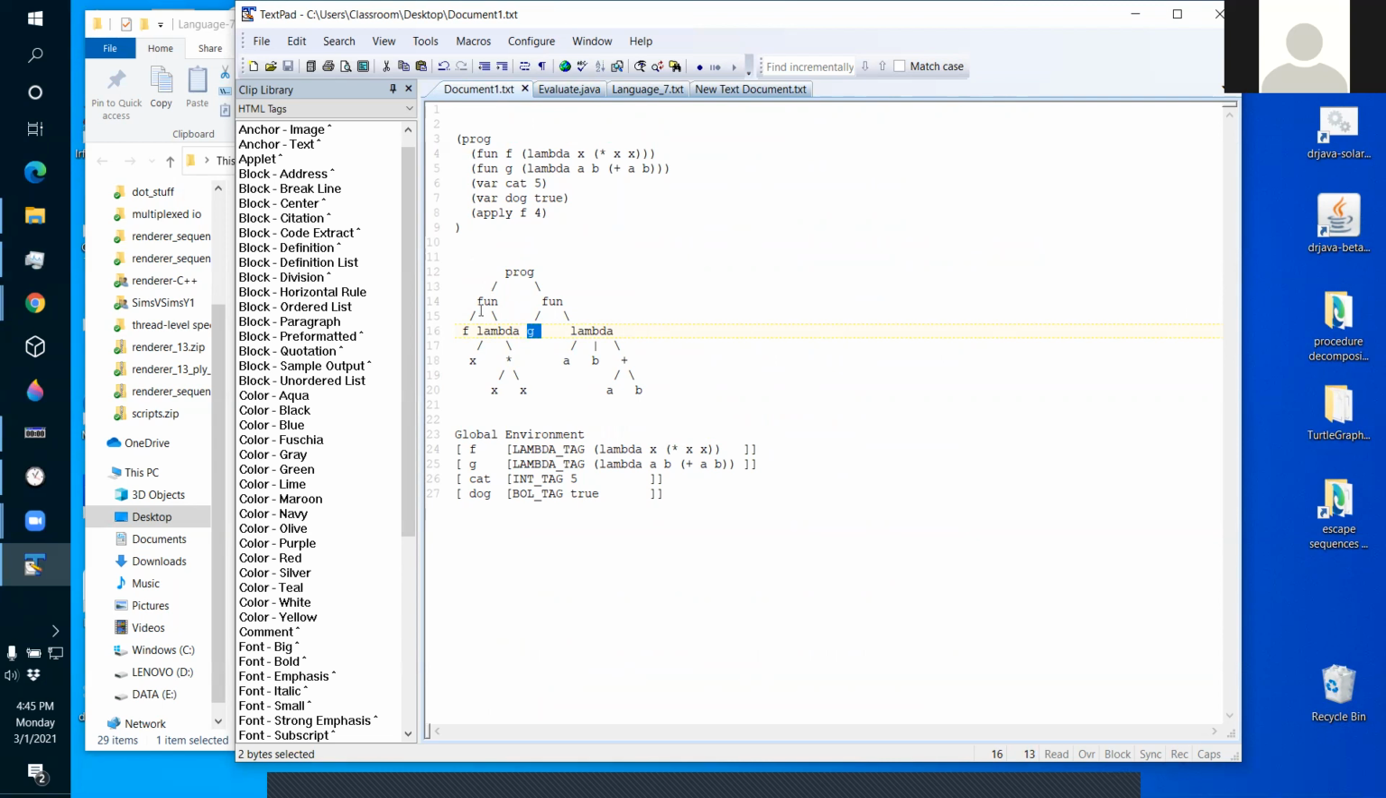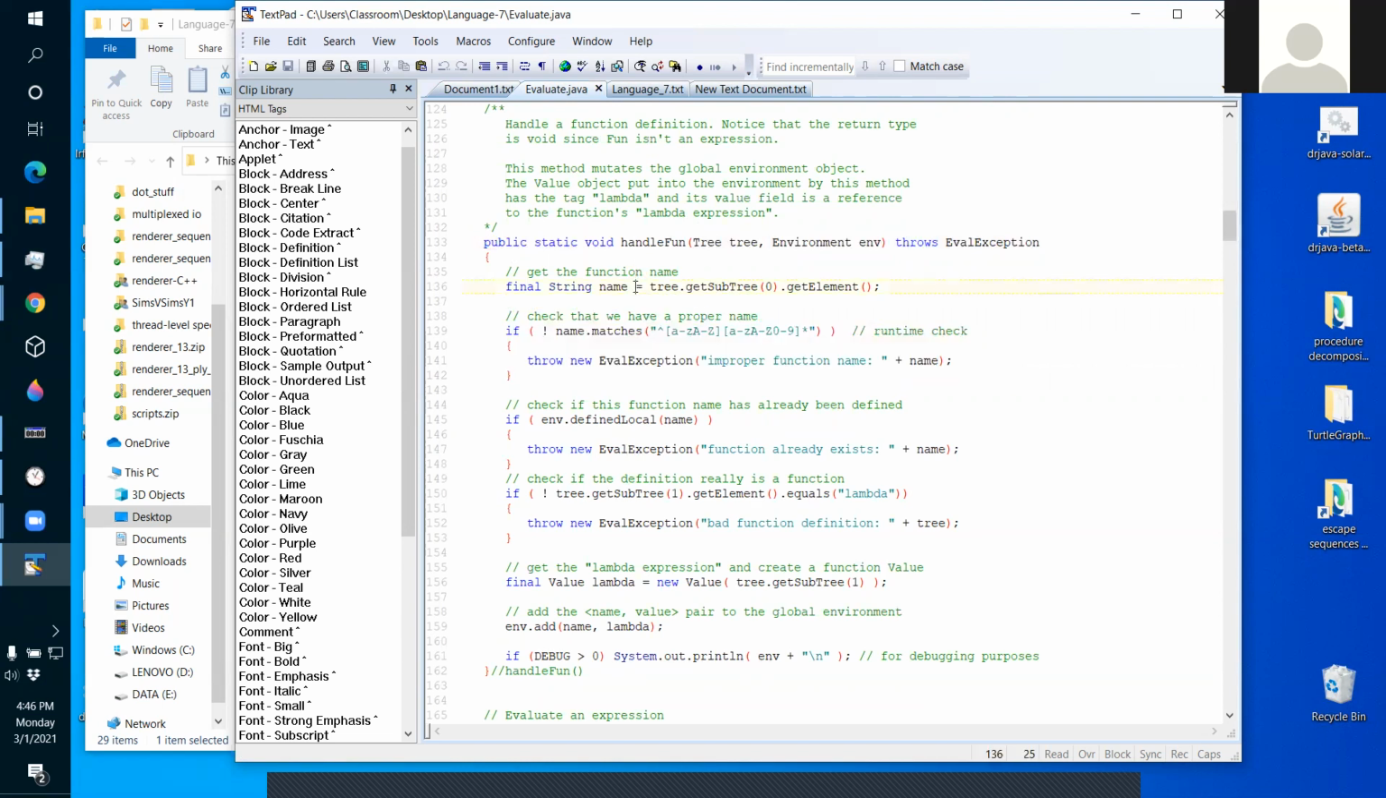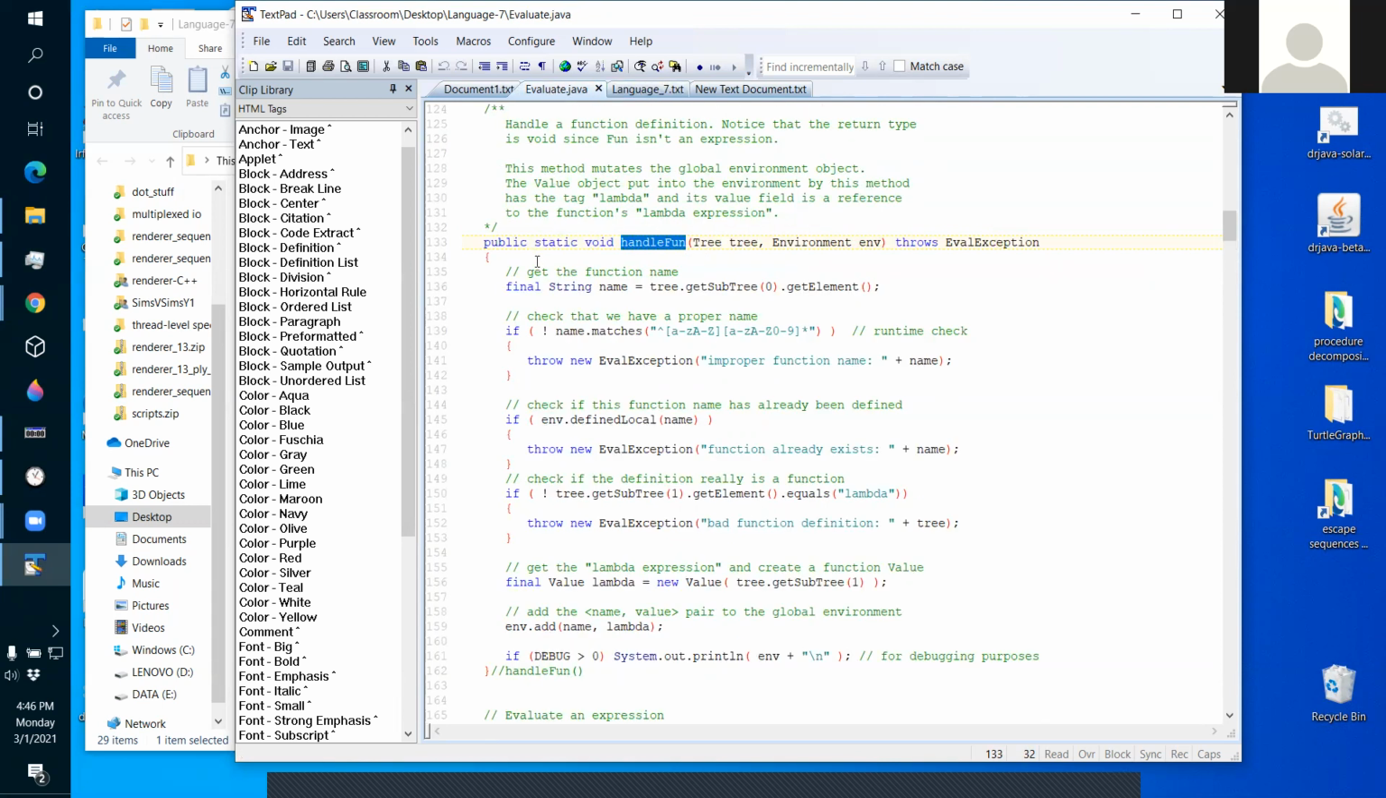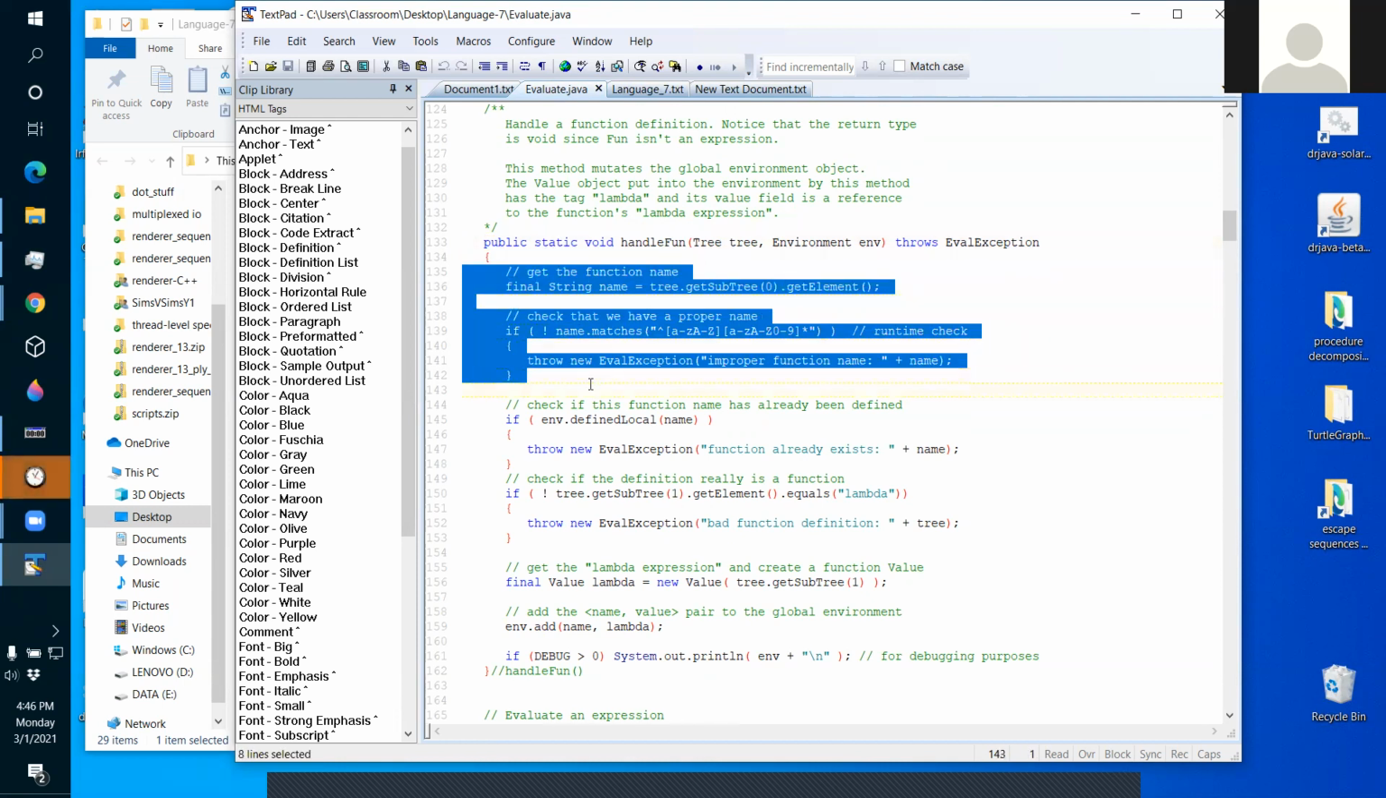Then after it's done that, it looks to see if there should only be 2 branches. Oh, I forgot. I should even have a runtime check in front of this one to say that handle fun should have exactly 2 branches. Because a fun, if you look at the grammar, has exactly 2 branches. It's got a single variable name followed by a lambda expression. So I could have started this off with, if the degree isn't 2, there's a problem.